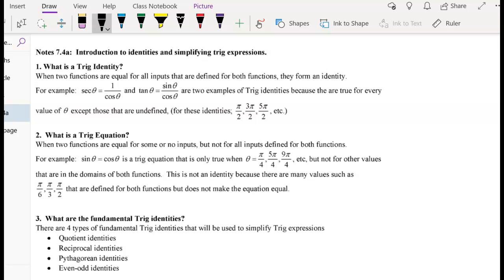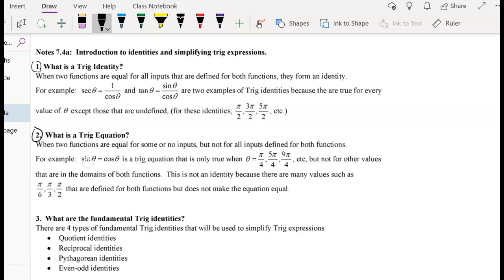First of all, let's contrast what an identity is versus what an equation is. In essence, an identity is when you have two sides of an equation that are going to be the same for all values of the input, while an equation is something where the two sides are not true for all values of the input.